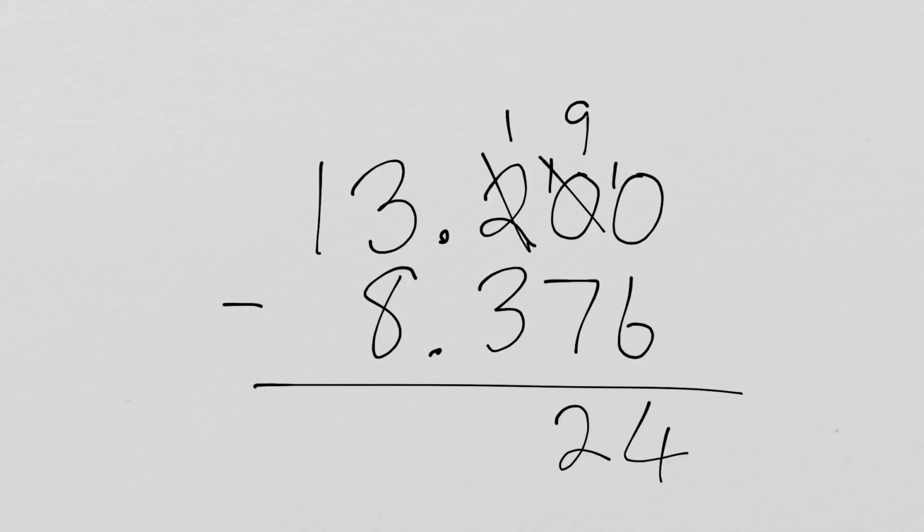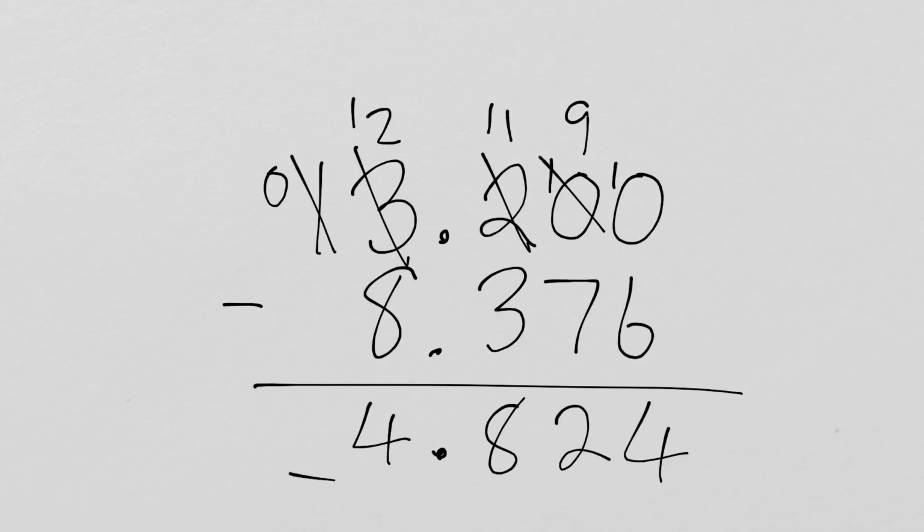1 minus 3, we took too much. No. So he's got to borrow from the next guy, leaving him with 2, and now he's got 11. 11 minus 3, we can do that. That's going to be 8. Decimal points line up in a subtraction and an addition problem. 2 minus 8, can't do it. Borrow from this guy, leaving him with nothing. 12 minus 8, that's 4. So there's your answer, 4.824.